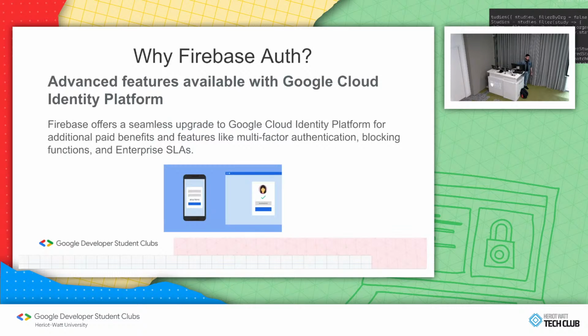Another advantage is you can have advanced features with Google Cloud services or Google Cloud Identity Platform. You can have advanced features like multi-factor authentication, enterprise SLAs, or blocking functions, which are very hard to implement on your own. But with the help of Firebase Auth, it is pretty simple to integrate these extra features into your app.